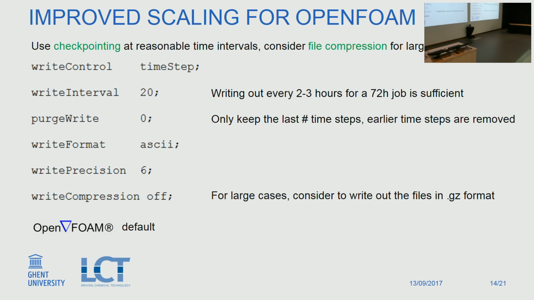Writing out every 2 to 3 hours for a 72-hour job is sufficient. Also the number of times that you keep: it's not necessary to keep all these time points, even if you do transient cases. OpenFOAM allows you to keep only the last 2 or 3 times that it wrote out, so once you write a new one, the old one will be purged. And for big cases, compression is really nice, because OpenFOAM does it automatically. You can still use the same pre- and post-processing. It saves you time in transferring the cases back and forth, and it also reduces your disk space to about 1/3 of what it was. So this optimized controlDict can look something like this.